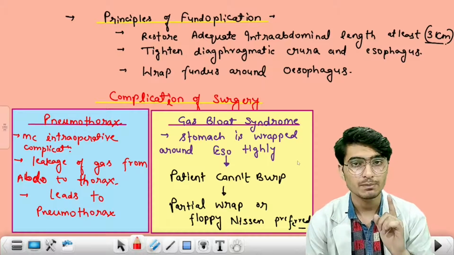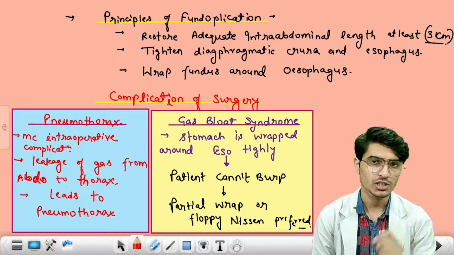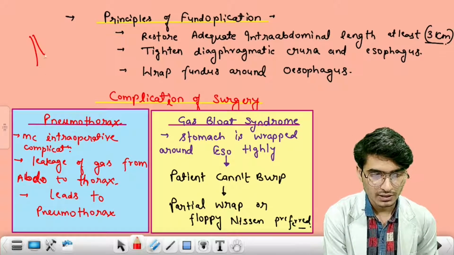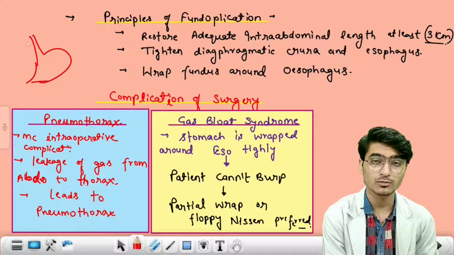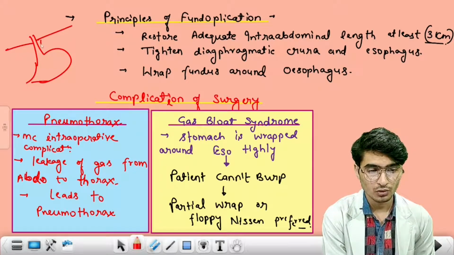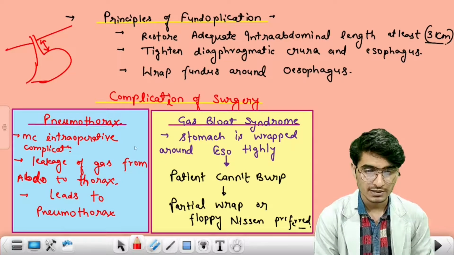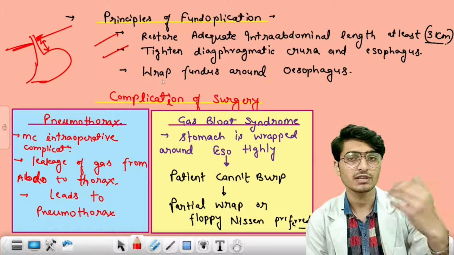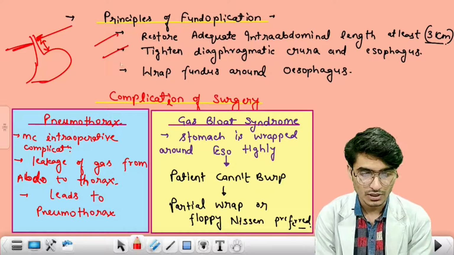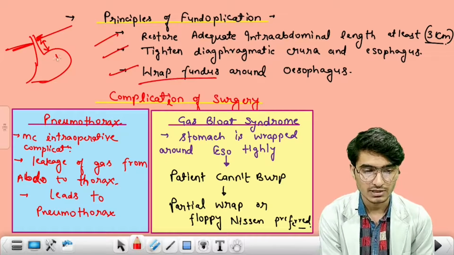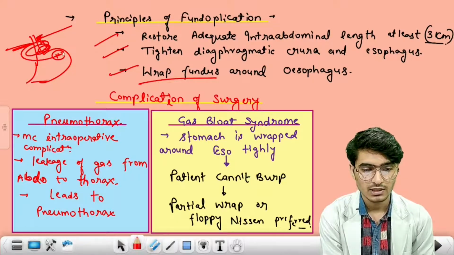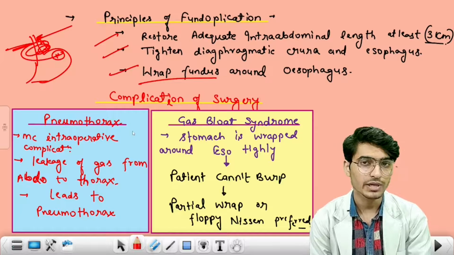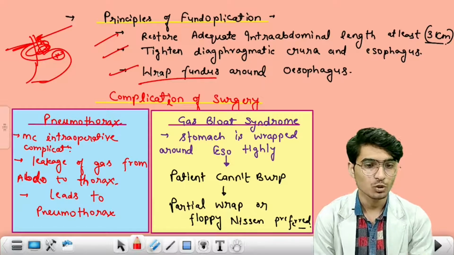We will go for the principles of fundoplication. So the first principle is the restoration of the intra-abdominal length of the esophagus. So we need to go for the restoration of this length. The second thing is tightening of the sphincter, so that the reflux is not there. The third one is the wrap of the fundus. So this is the fundus. We need to wrap this fundus around the lower end of the esophagus, and this is the fundoplication procedure.